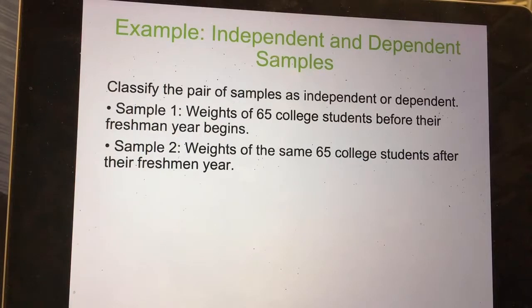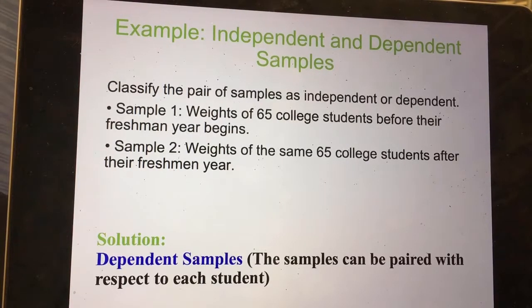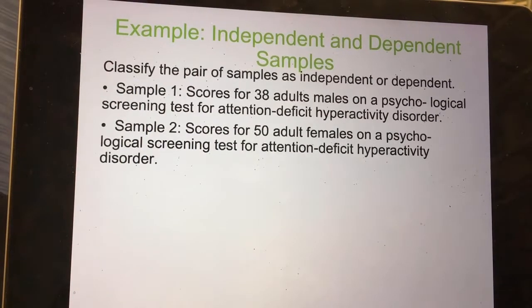All right, so we're going to classify the pair of samples as independent or dependent. Weights of 65 college students before their freshman year begins, and weights of the same 65 college students after their freshman year. Well, these are going to be dependent. They are paired. It's the same students, just before the freshman year and after the freshman year. So this is dependent samples. The samples can be paired with respect to each student.